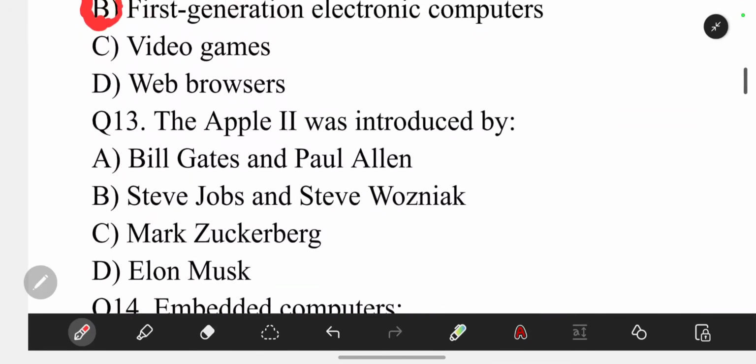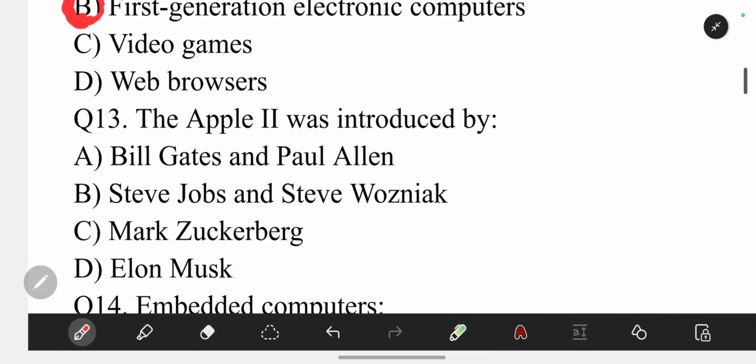Looking at our number 13, Apple II was introduced by, so as you can see these names already, Elon Musk, this guy is new. No, we have Mark Zuckerberg, no, we have Bill Gates is Microsoft. So the answer for this one is Steve Jobs and Steve Wozniak.